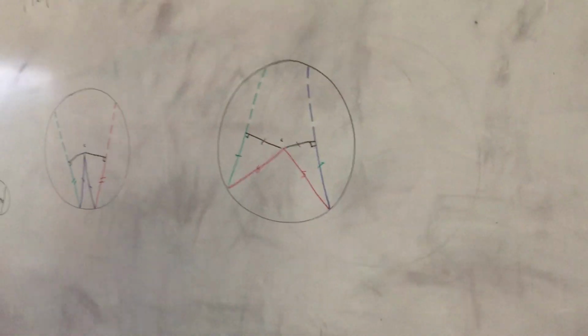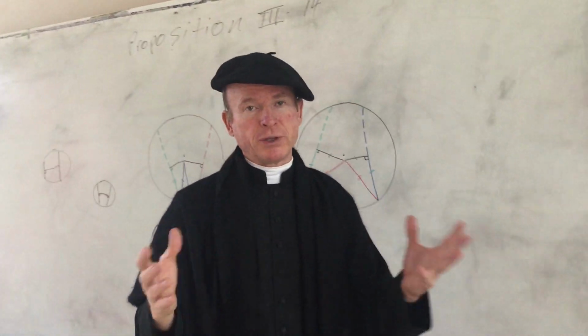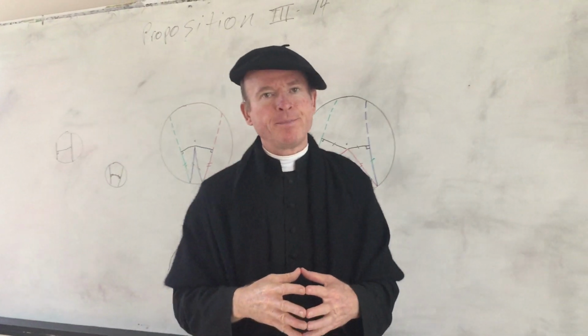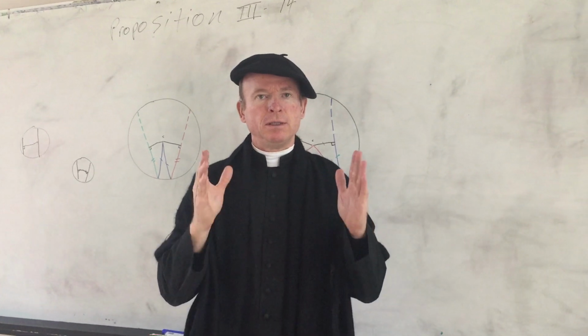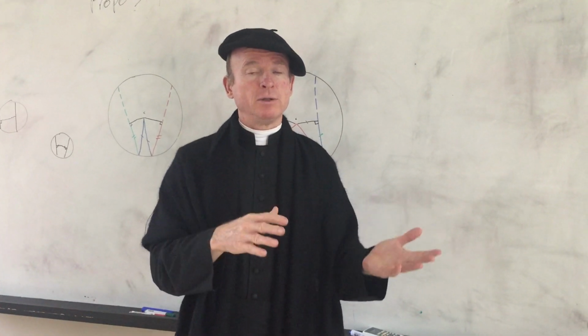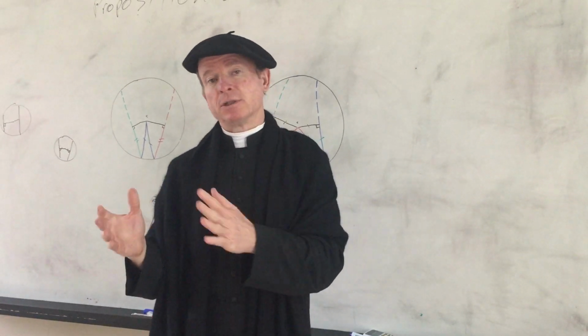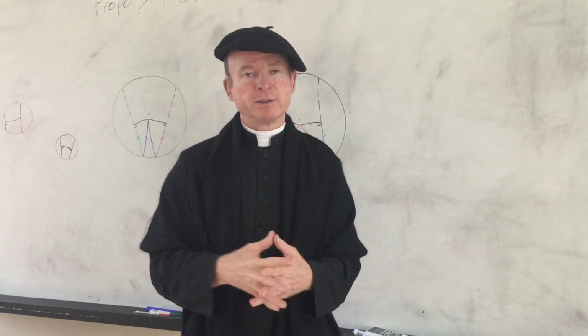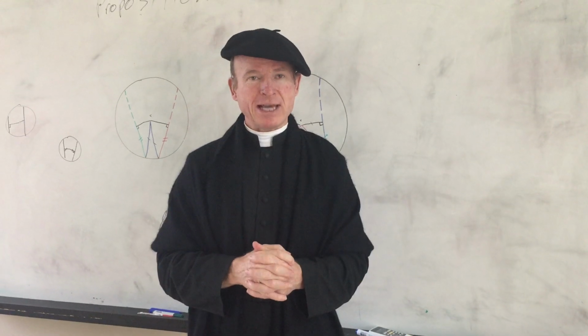Therefore we have shown both situations, both cases in proposition 14. If in a circle, lines be equally distant from the center, they will also be equal to each other. And if those lines be equal to each other, they will also be equally distant from the center.